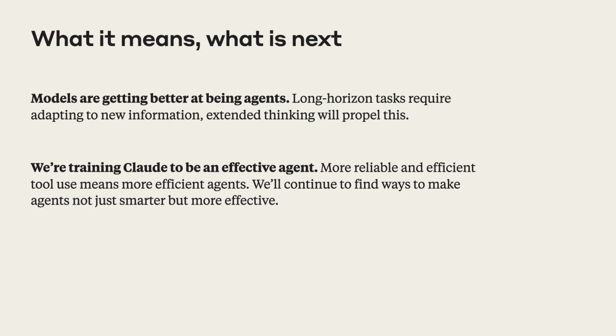And so what this means and what's next is that models are getting better at being agents. This is obvious, we knew this, but this is one of the core things we work on at Anthropic. We find ways to make models smarter when they're acting over long time horizons and solving complex problems. Extended thinking between tool calls is an example of this. It's something we've seen make a real impact on how effective agents are in the real world.